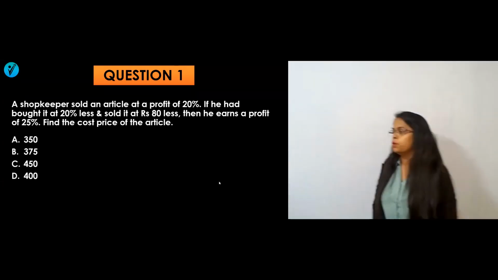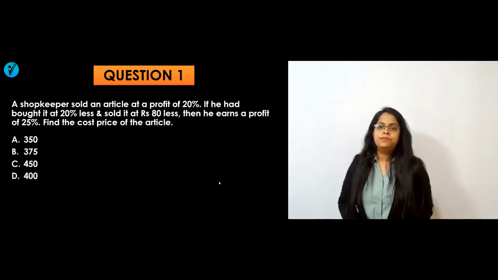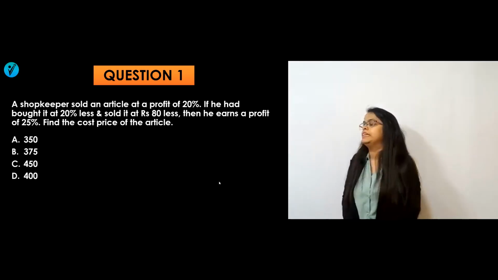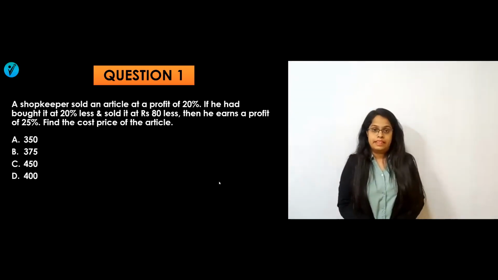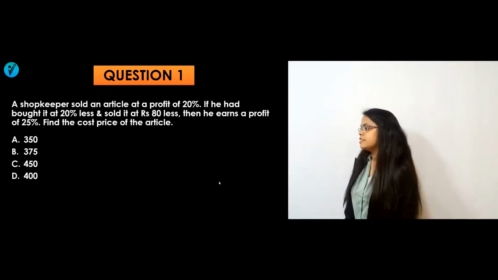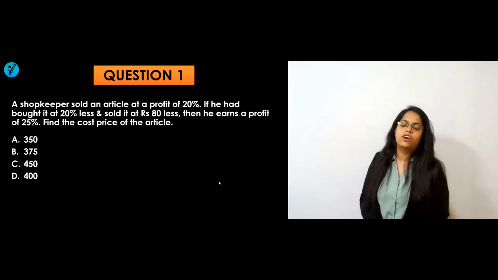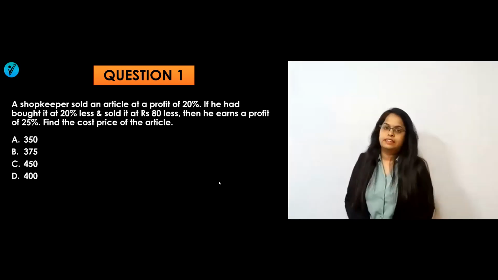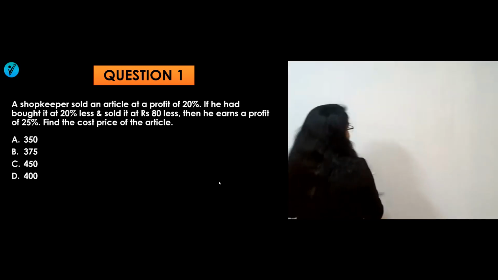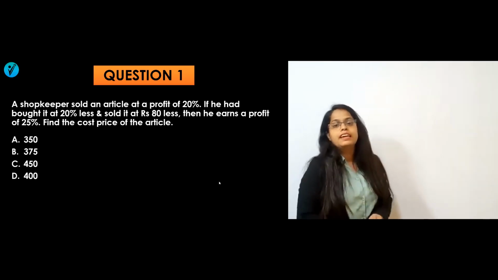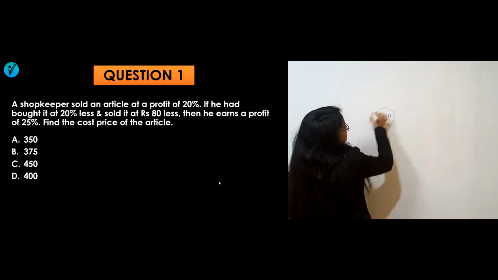A shopkeeper sold an article at a profit of 20%. If he had bought it at 20% less and sold it at 80 rupees less, then he earns a profit of 25%. Then find out the cost price of that article. So we will use the method. Let's assume that the initial cost price is 100 rupees.